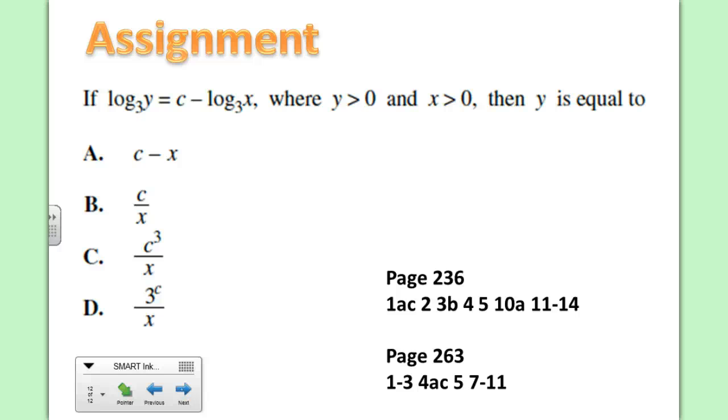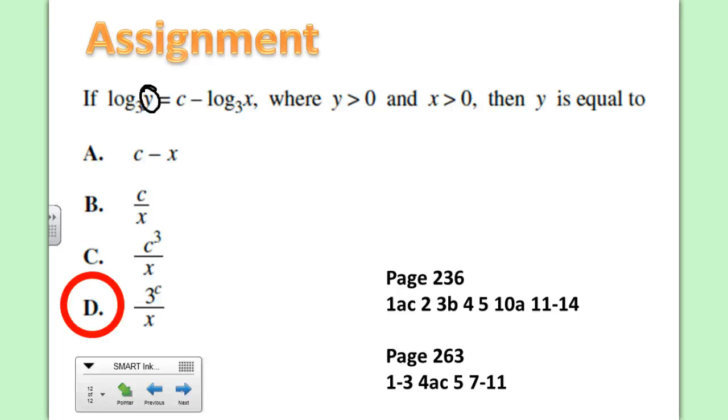If this is true, when y is greater than 0, then y is equal to, and again, this is kind of a benchmark question. You need to manipulate this and solve it for y. Okay, so you use your laws of logs, solve that, manipulate this question so y is by itself, and you should get an answer of D.